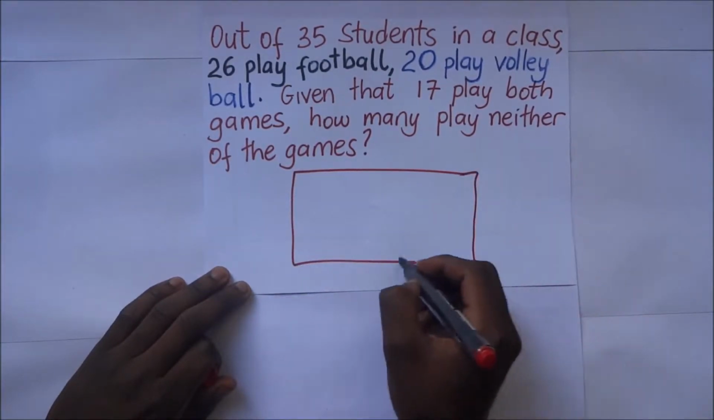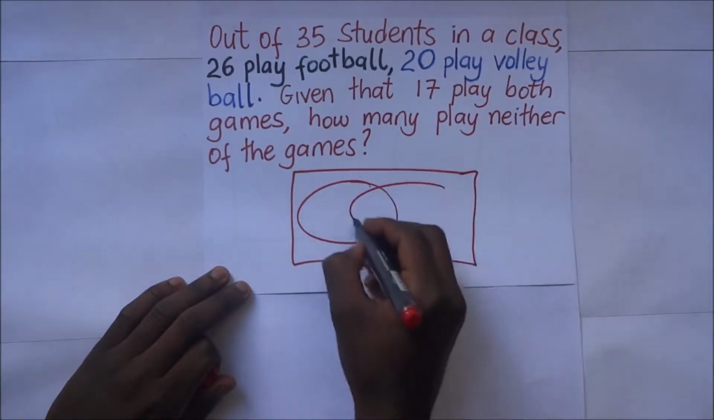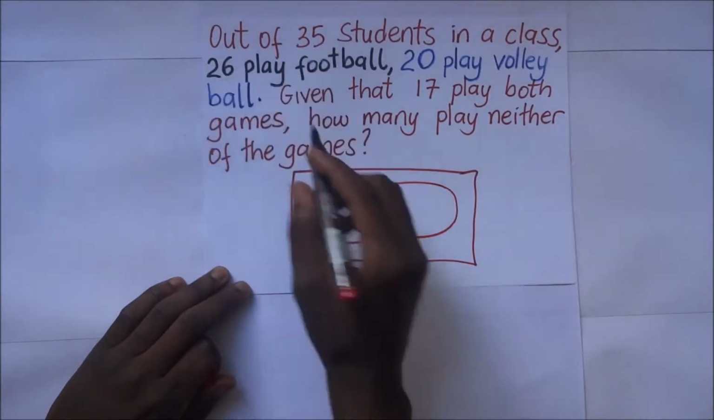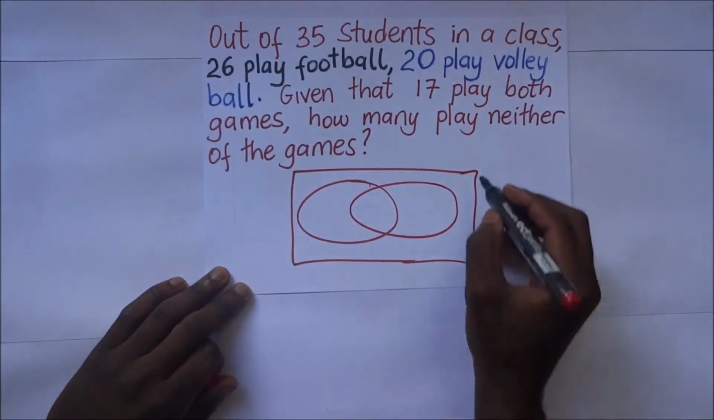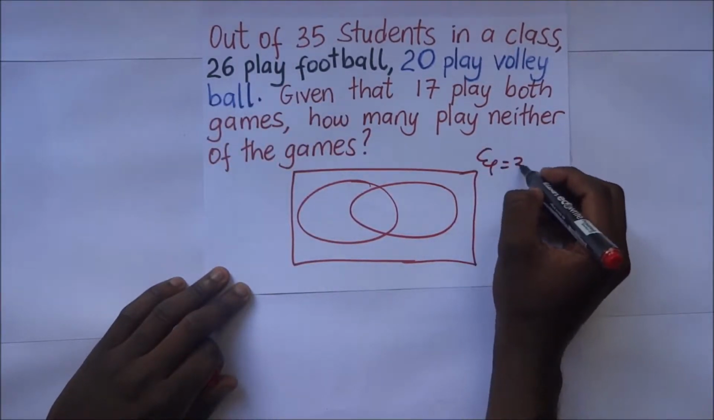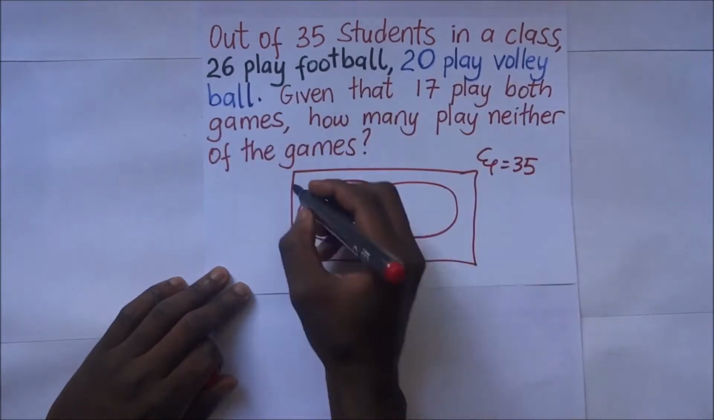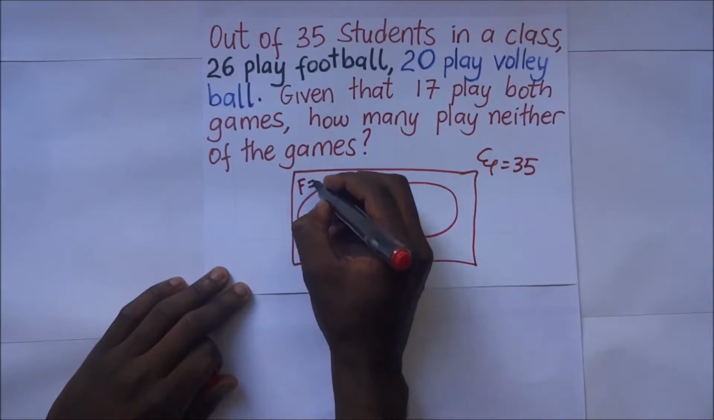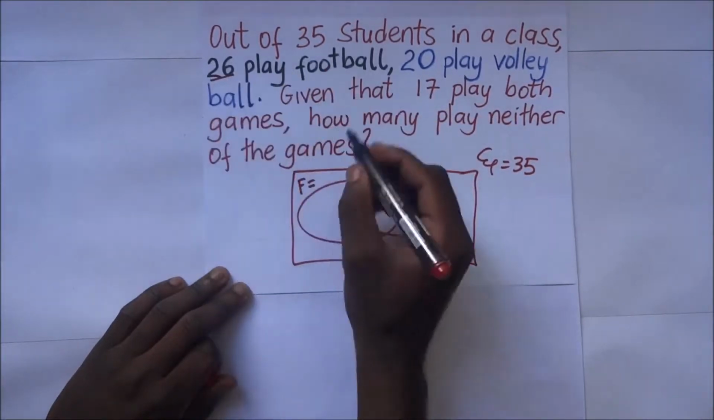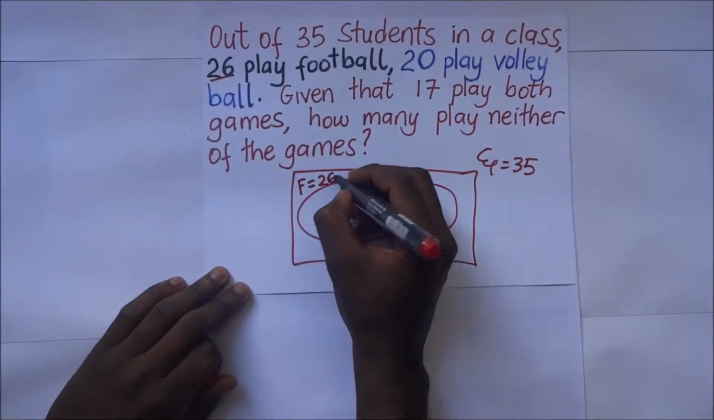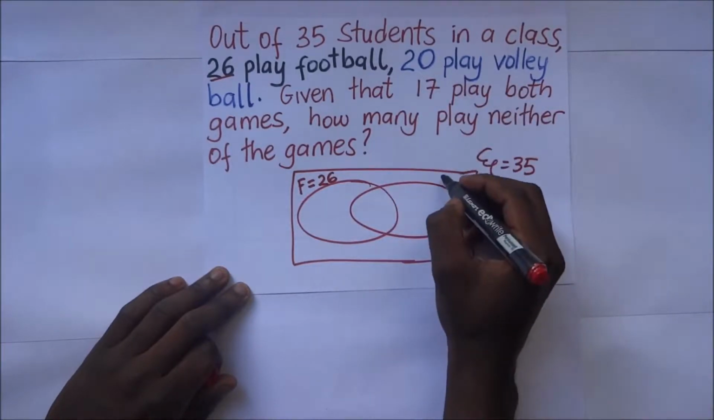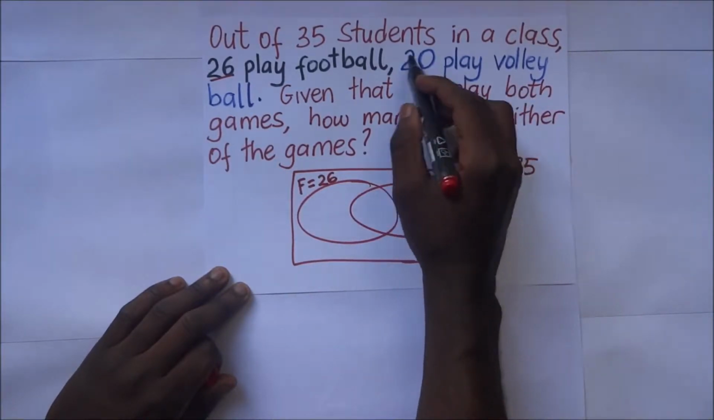If this is our rough Venn diagram, we have 35 students, which means our universal set is 35. In a class, 26 play football. So those that play football are 26. 20 play volleyball. So those that play volleyball are 20.